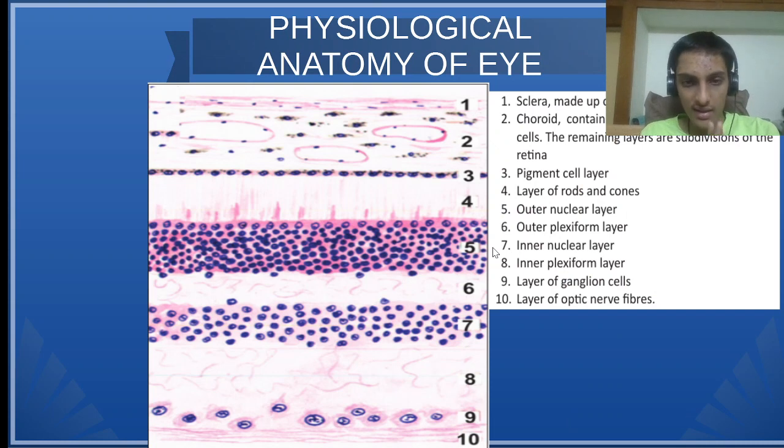Okay, so let us see the layers which are present in the retina. This is a histology picture to show you. So we have the sclera, first layer, choroid with blood vessels, I told you. Then we are having the pigment cell layer, the retina with the rods and cones. Remember, 5th and 7th is nuclear layer, 6th and 8th is plexiform layer. So this is outer nuclear and inner nuclear layer. This is outer plexiform and the inner plexiform layer. Ganglion cell layer and the optic nerve layer. Okay. Please remember these 10 layers, they are very important.